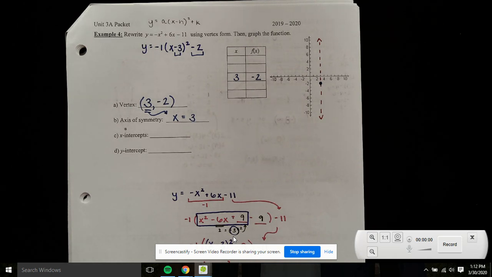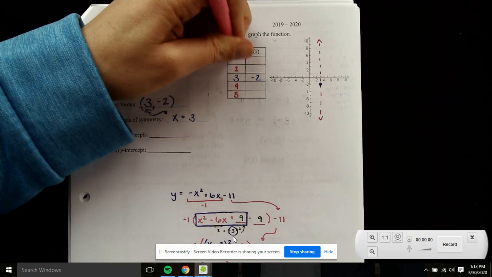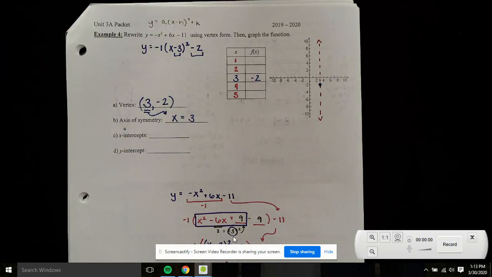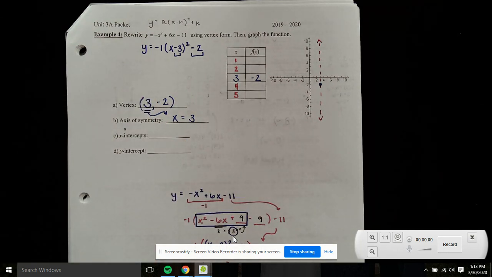So now, very similarly to in the past, I'm just going to make a number line out of my x values. So I have 3, 4, 5, 2, and 1 above it. So from here, I just want to actually plug in these values and see what comes up out of this graph. So I can plug in 4 into the equation and see what happens.